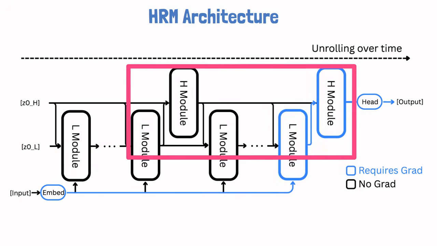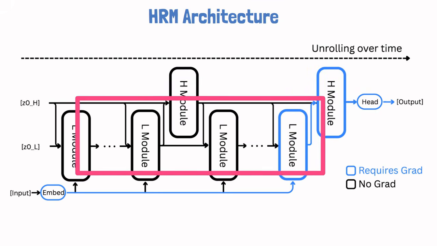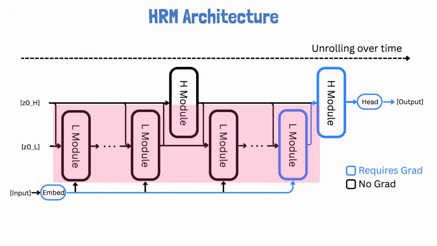The high-level module is the planner. It handles abstract reasoning and sets the overall direction. The low-level module is the doer. It runs fast, detailed computations to follow the high-level plan and work out the specifics. While this analogy may not be 100% accurate, it helps to understand the idea of the model.